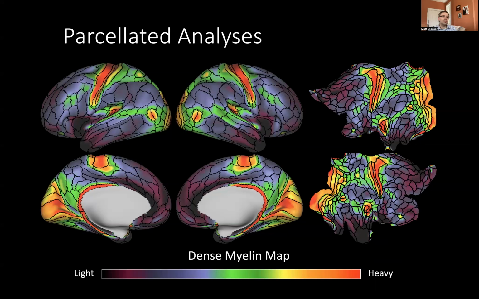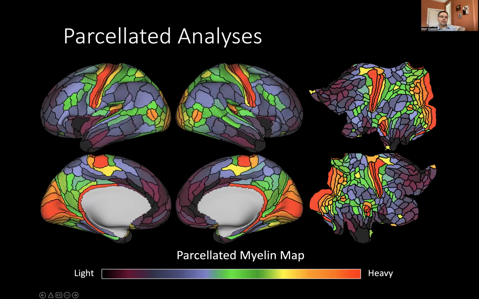Well, we've got our areal borders, and we've got a myelin map where our high myelins are in the reds, yellows, and oranges, and low myelins, the blacks, purples, and blues. And this is around 50,000 data points that we see here. But we can average myelin content within each cortical area and produce a map that looks like this. And this is now only 360 data points, as there are 180 cortical areas per hemisphere.